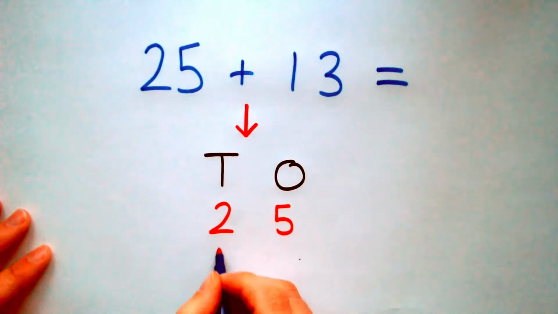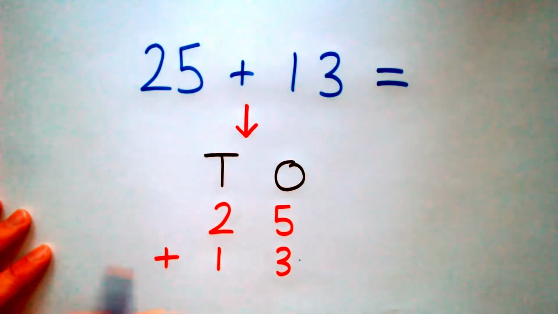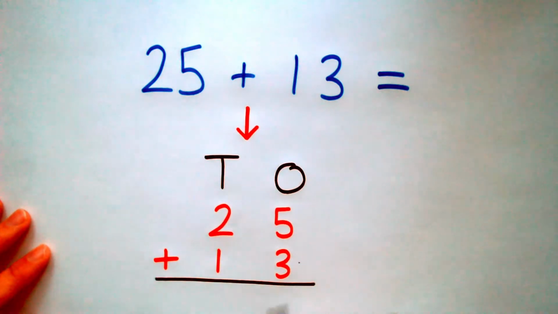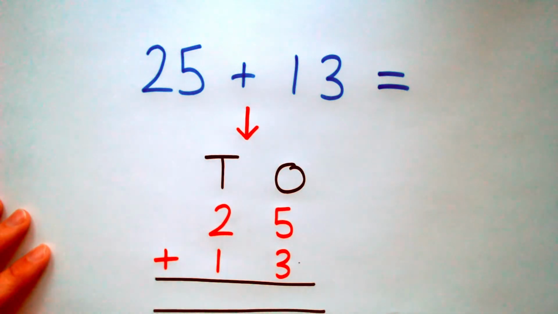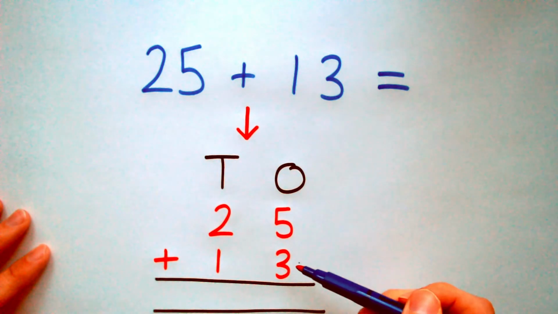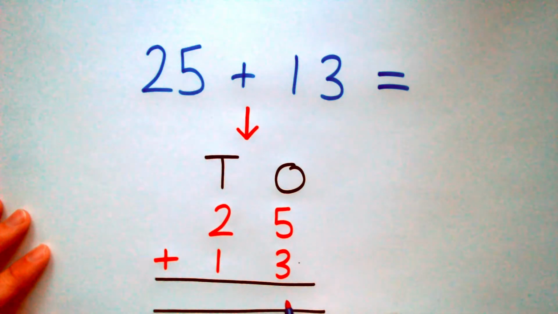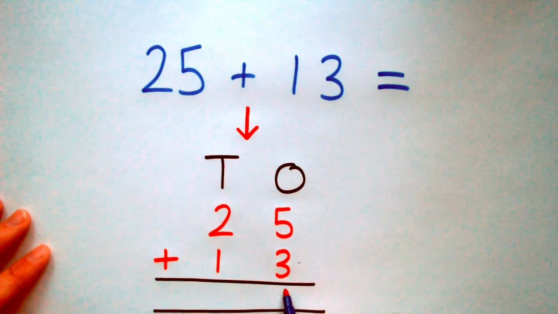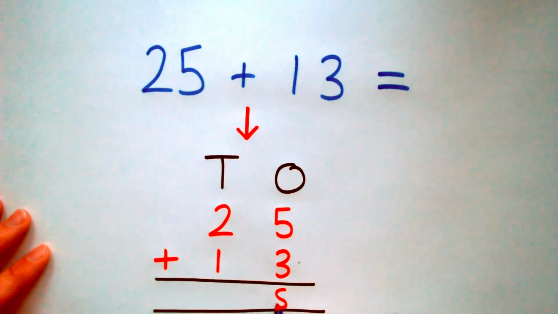So the 25, the 2 goes in the tens and the 5 goes in the ones, and the 13, the 1 goes in the tens and the 3 goes in the ones. After setting the sum out, we always start with the ones column. So we start from the top and add downwards. So in this example, 5 add 3 equals 8.